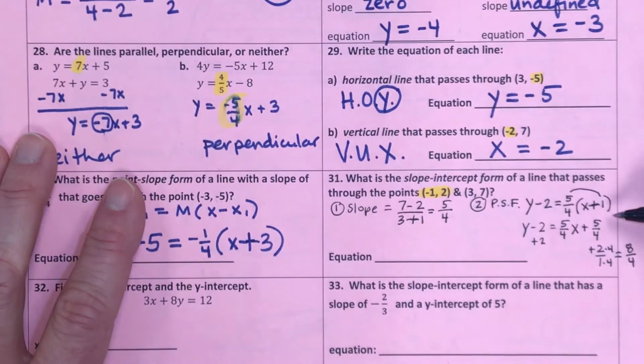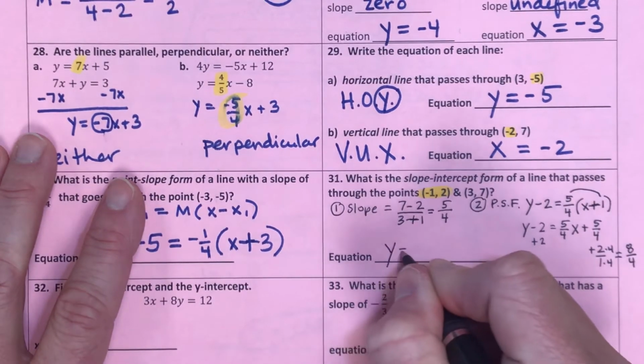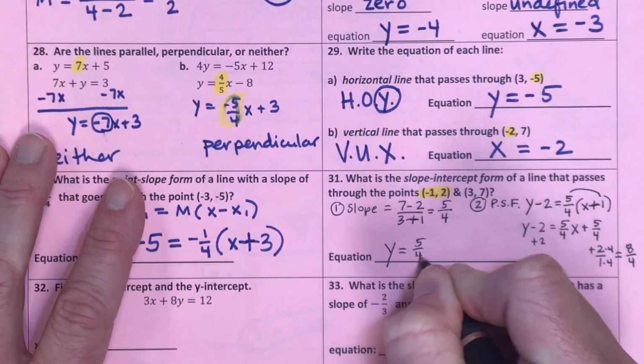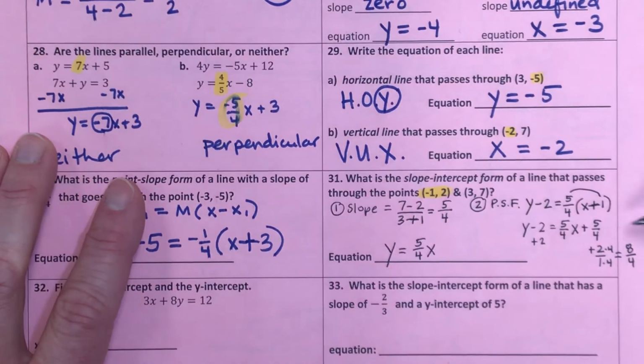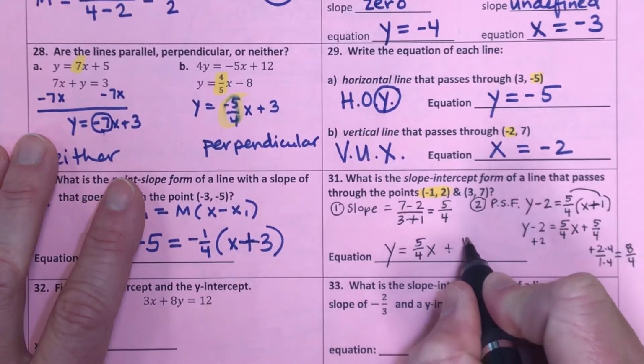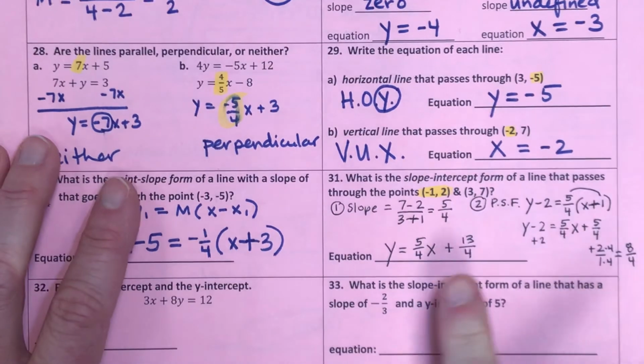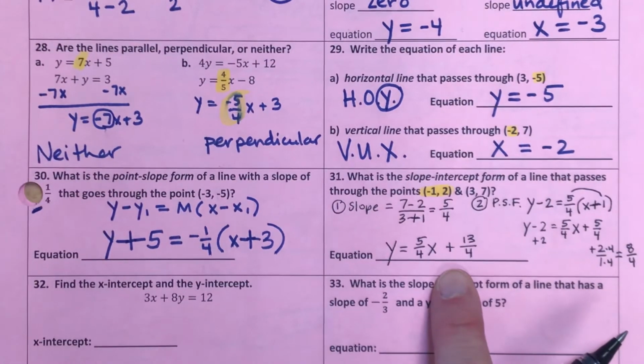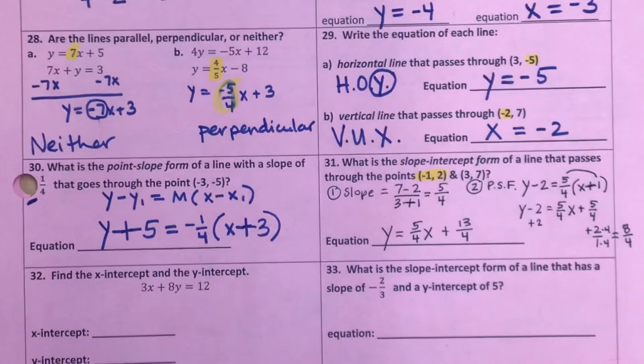So here's going to be my function. Y equals my 5/4 x. That's my slope that I found in the beginning. And now when I add these two, when I add fractions, I add the top and I leave the bottom alone. So 5 plus 8 is going to be 13 over 4. And that is our slope-intercept form from 2 points.